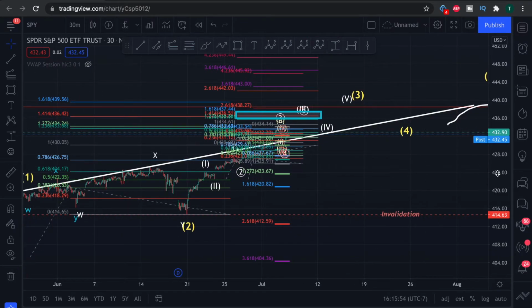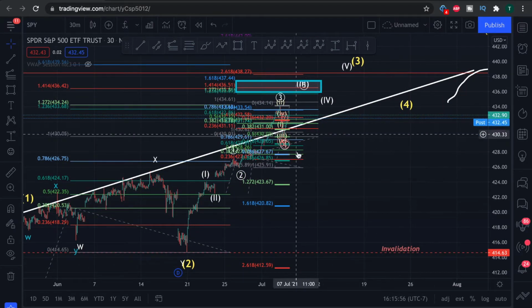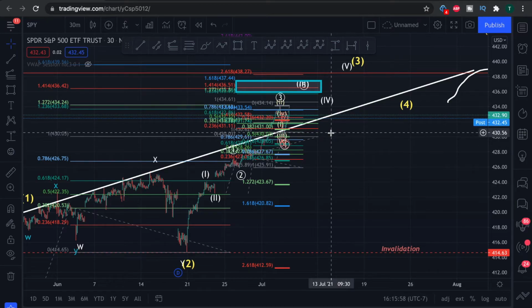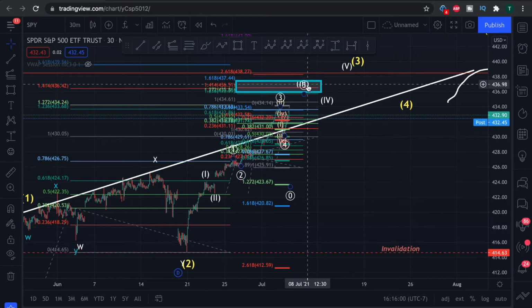Overall, still bullish on the indexes, and I'm definitely looking to play calls, especially if we get price confirmation tomorrow that we have exited the wave 4 and are now entering this wave 5 to the upside.